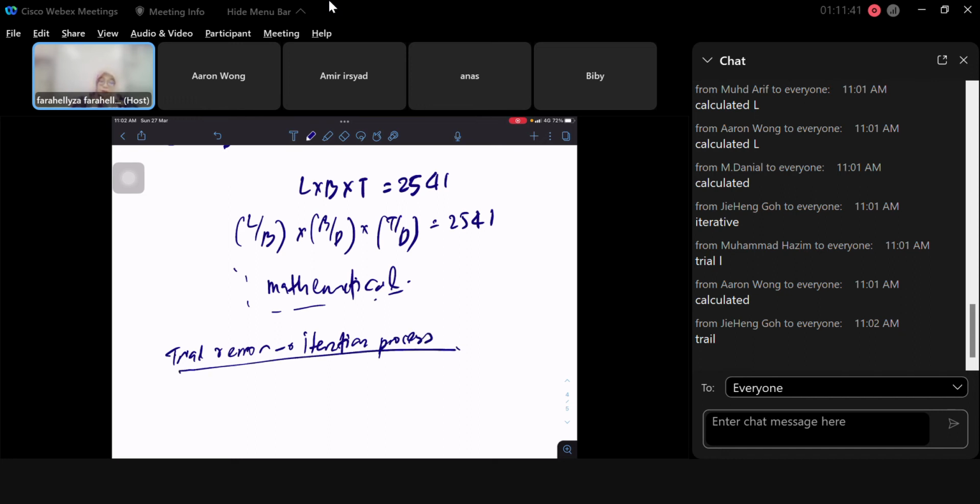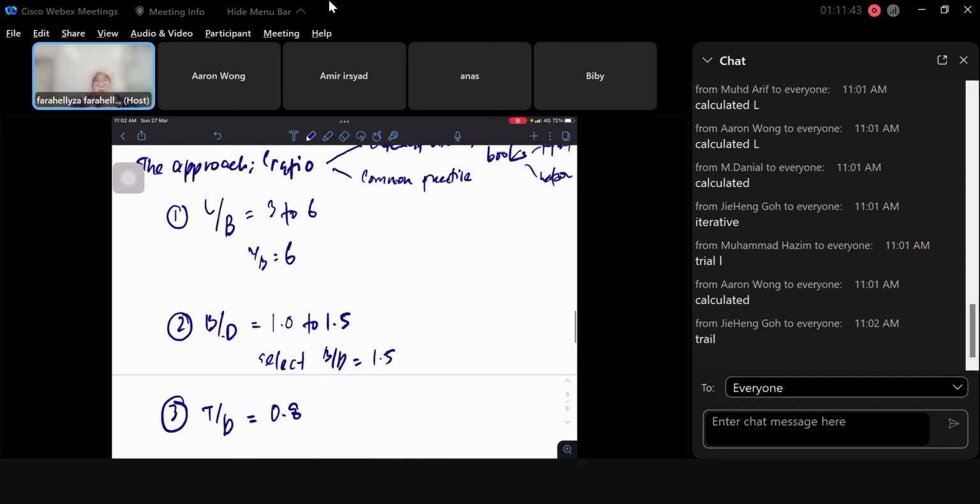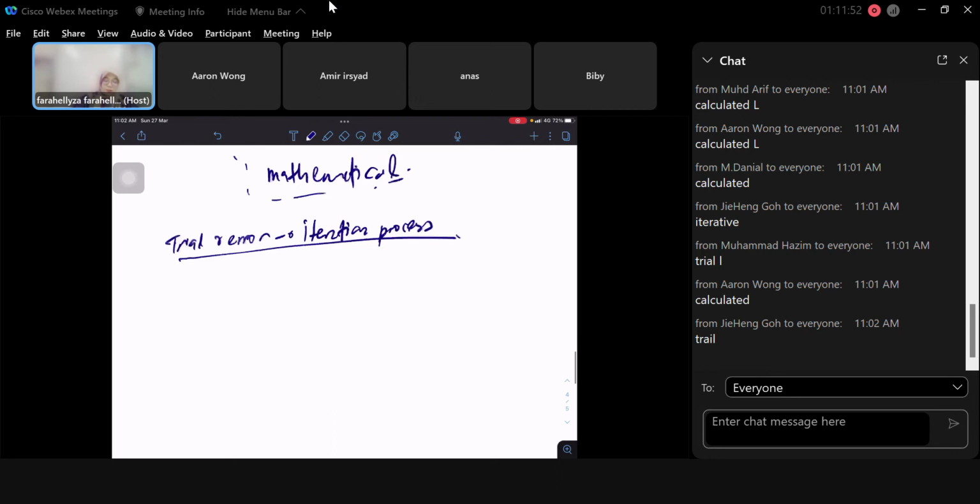So now you have all this ratio. L upon B you select 6, B upon D you select 1.5, and T upon D you select 0.8. So basically we start with what we call a trial L, because it says trial and error and iteration process. Iterations means that you do it several times until you get the most optimum or the most appropriate size.